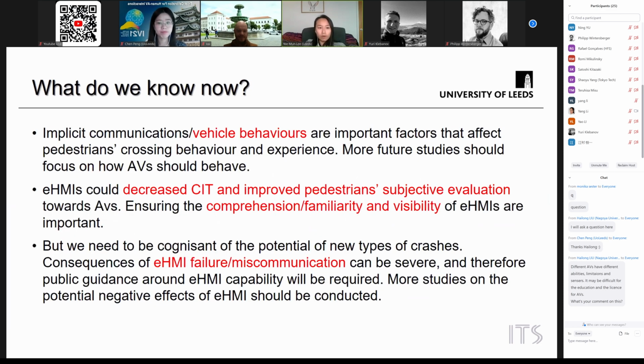So what do we know now? Vehicles' behaviors are important, so more future studies should focus on how AVs should behave. eHMIs decreased CIT and improved pedestrian subjective evaluations. Many studies have found that, especially if comprehension, familiarity, and visibility of eHMIs are ensured. eHMI failures and miscommunication can be severe, so more studies should focus on the negative effects of eHMI and understand a bit more about them.